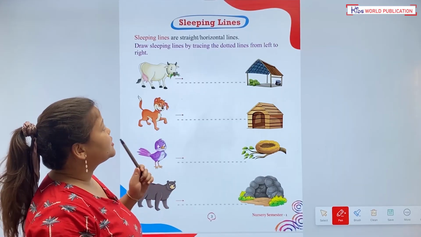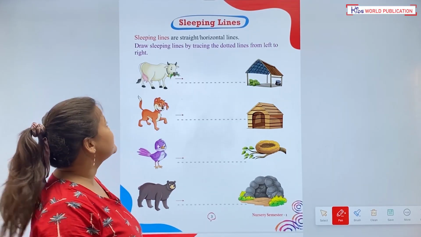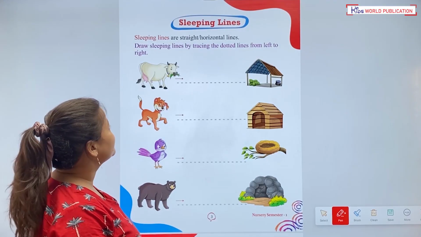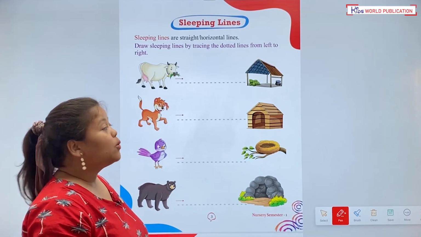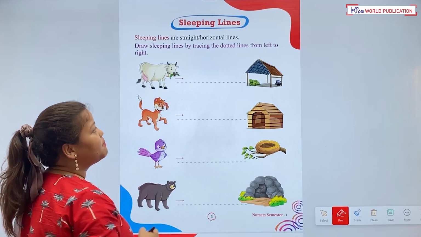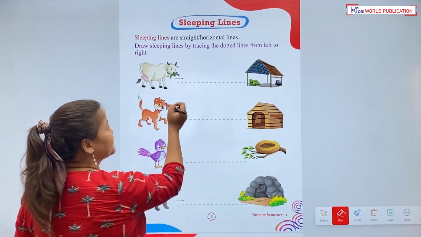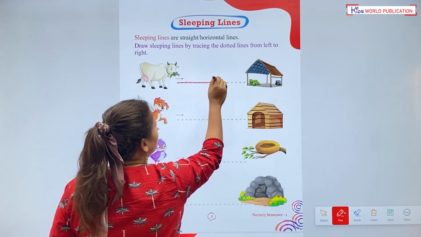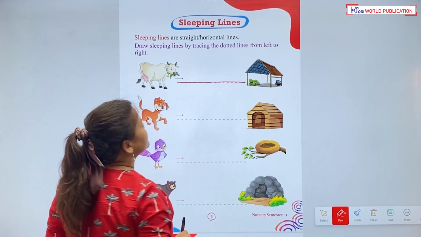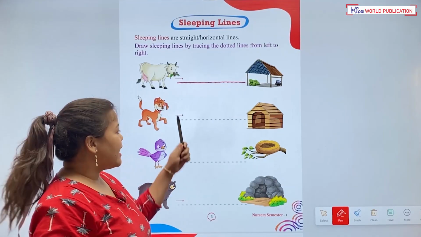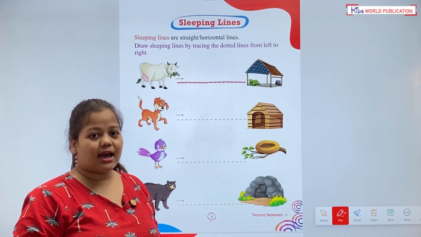Sleeping lines. Sleeping lines are straight horizontal lines. Draw sleeping lines by tracing the dotted lines from left to right. So kids, we will draw the sleeping line by tracing the dots from left to right. So kids, this is how a sleeping line looks, and you will complete the rest of the lines by tracing the dots.